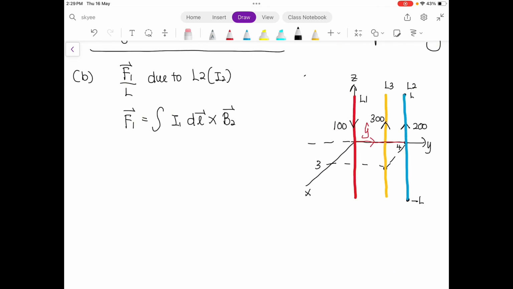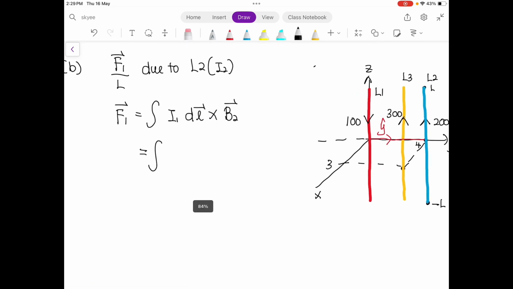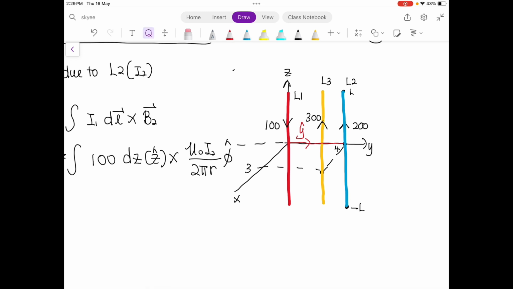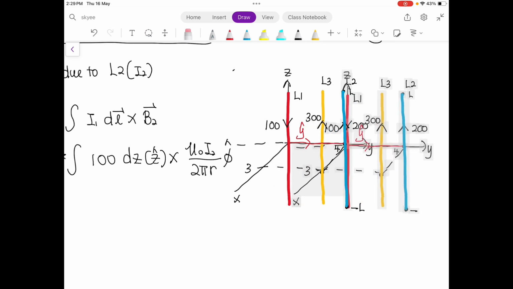Okay, so let's write down the equations and values. If we know the value, we write down the value. So I1 is 100, and dL is dz, cross product with B2. B2 is produced by I2, so 2 pi R and V. Okay, so this is the equation.